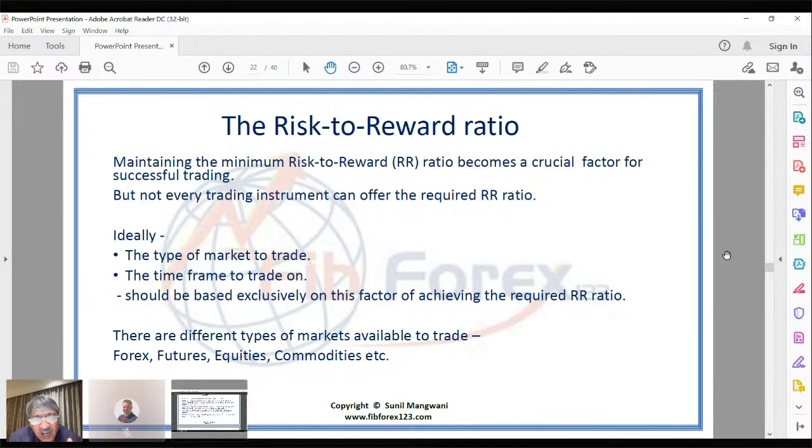Ideally, the type of market that you trade, what kind of market that you trade, what time frame that you trade should be based only on this factor: that you will achieve your risk to reward ratio. So let's take different scenarios over here.